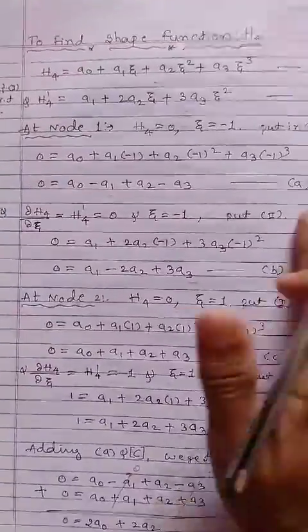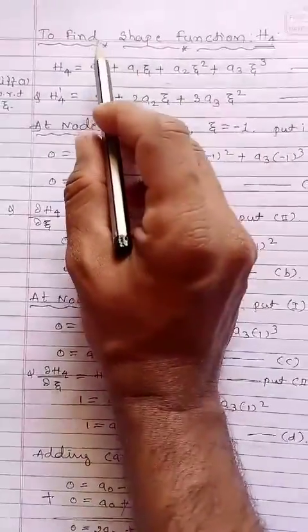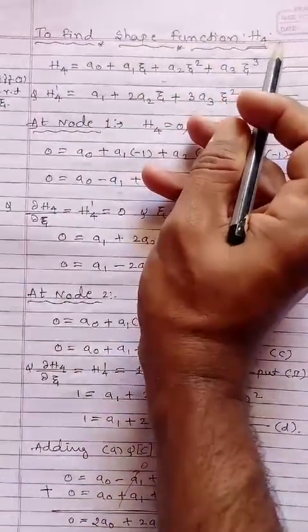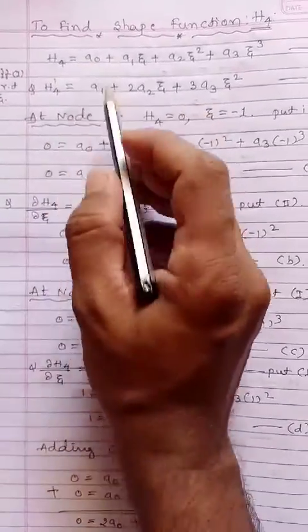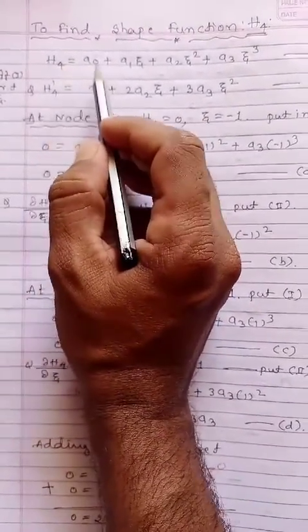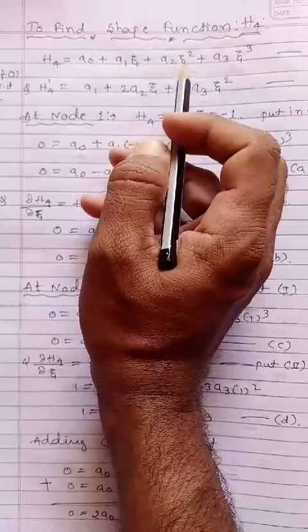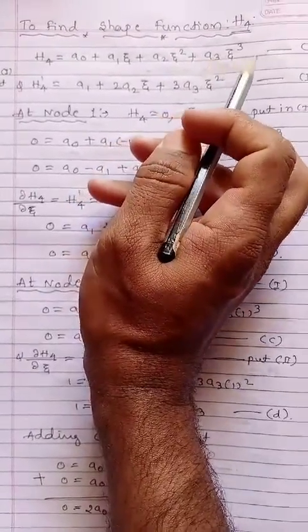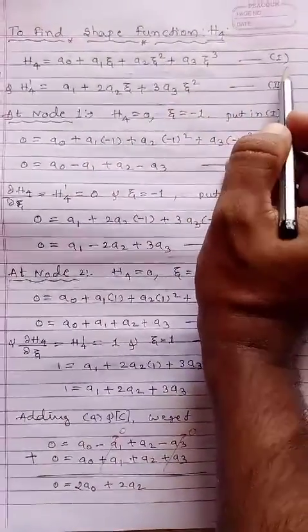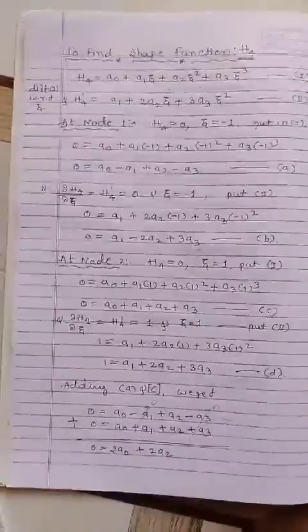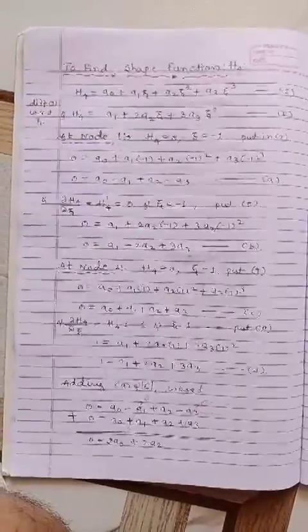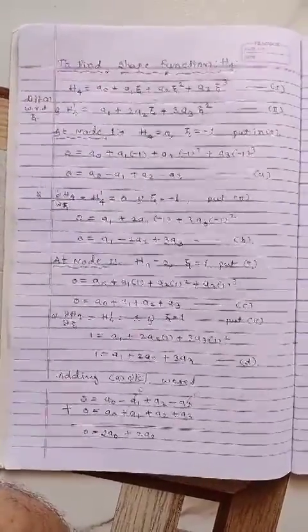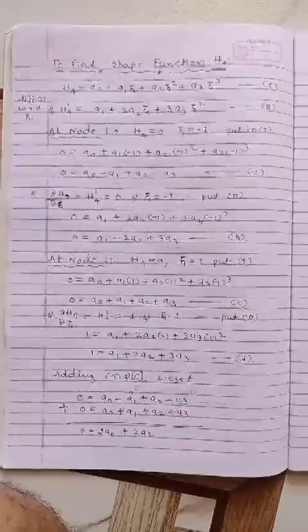Last but not least, we need to find the Hermite shape function of element 4. Again assume a polynomial of cubic order, H4 equal to A0 plus A1 zeta plus A2 zeta square plus A3 zeta cube. Call this equation 1. Now differentiate equation 1 with respect to zeta: A1 plus 2 A2 zeta plus 3 A3 zeta square, called equation 2.